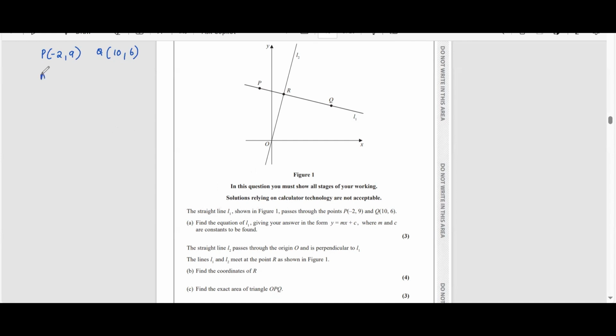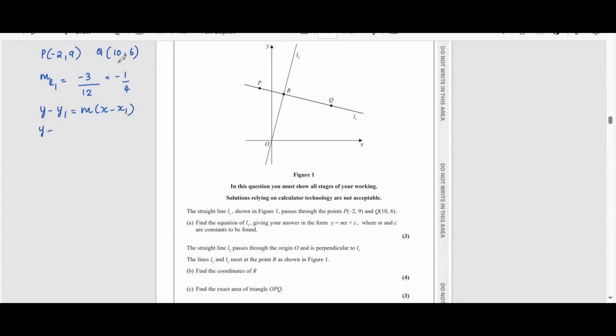Gradient of L1: y2 minus y1, that is 6 minus 9, which is minus 3, over x2 minus x1, 10 minus minus 2, which gives 10 plus 2, 12. So the gradient for L1 is minus 1 over 4. To find the equation of a line, we need the gradient and any one point. So y minus y1 is equal to m times x minus x1.